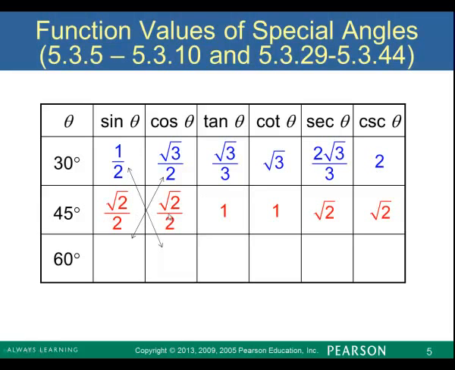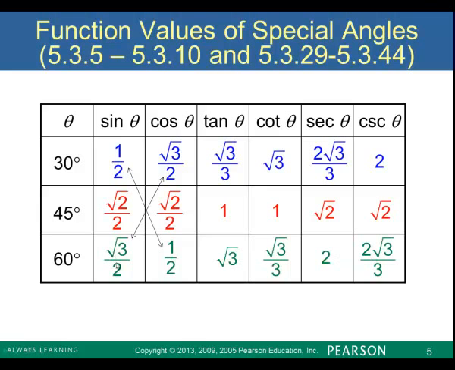Okay, 45, square root of 2 over 2 for both cosine and sine. Tangent is 1, cotangent is 1, secant and cosecant. And then for 60, square root of 3 over 2, 1/2, and square root of 3.